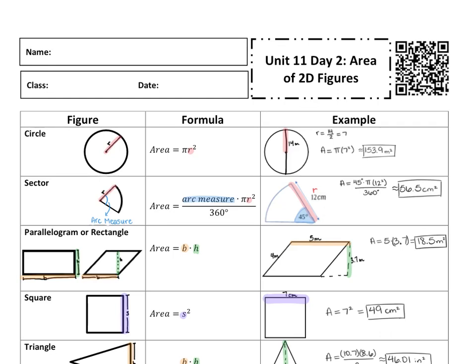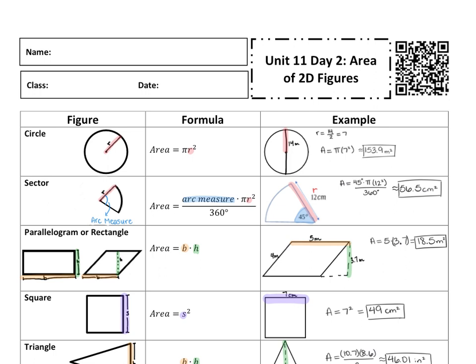Oh yeah, okay, so last class we talked about the circle equations and how to use that proportion with circumference and area to find sector area and arc length. So today we're jumping into the area of a bunch of different shapes.